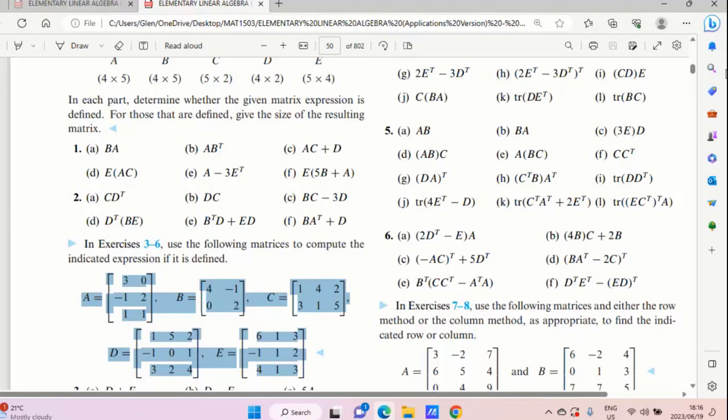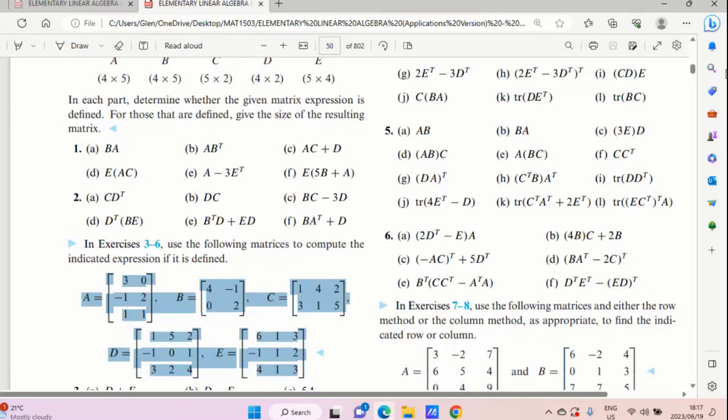Yes, agree. Transpose of D, the first column will be 1, 5, 2. Second column will be -1, 0, and 1. Last column will be 3, 2, 4. Are we in agreement? Yes. Now we need to subtract matrix E. Now let me have this matrix here: 6, 1, 3, -1, 1, 2, 4, 1, 3.